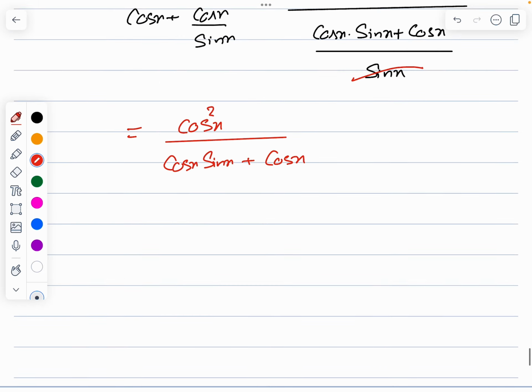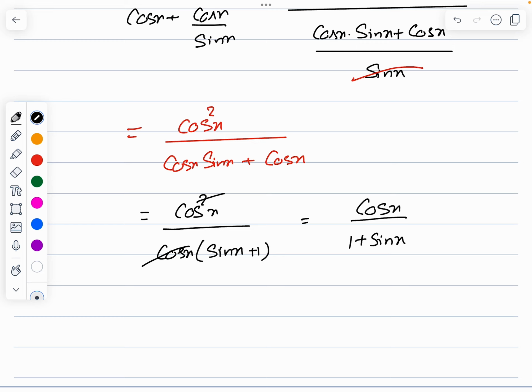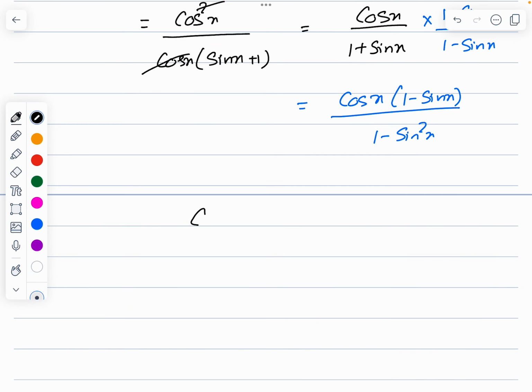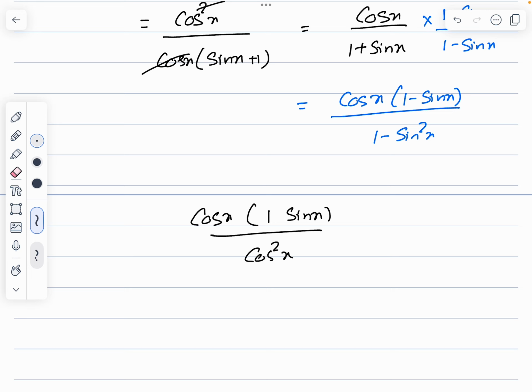I take one cos x common, cos square x divided by cos x common, so it becomes sin x plus 1. One cos x gets cancelled. So what am I left over with? Cos x by 1 plus sin x. Then what am I going to do? Multiply and divide with 1 minus sin x. So it becomes cos x times 1 minus sin x divided by 1 minus sin square x. What is 1 minus sin square x? Cos square x. So it becomes cos x times 1 minus sin x divided by cos square x.